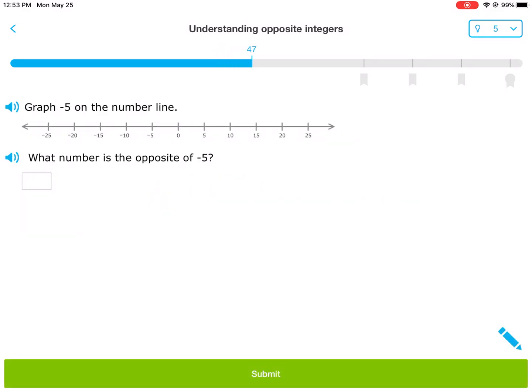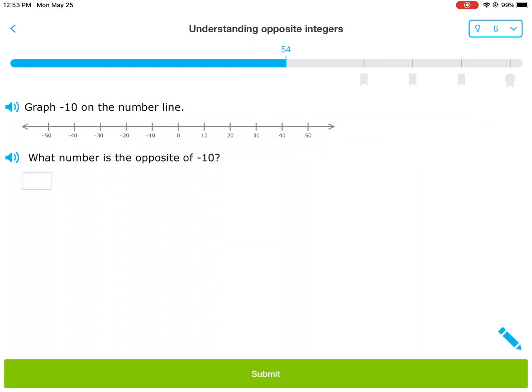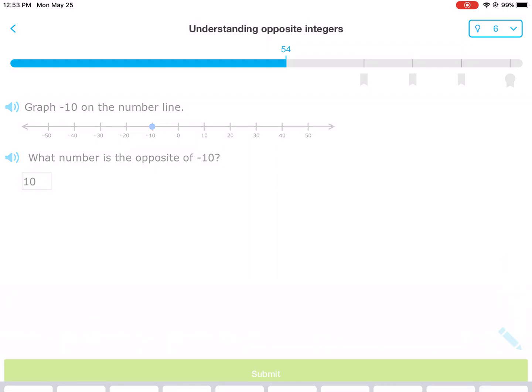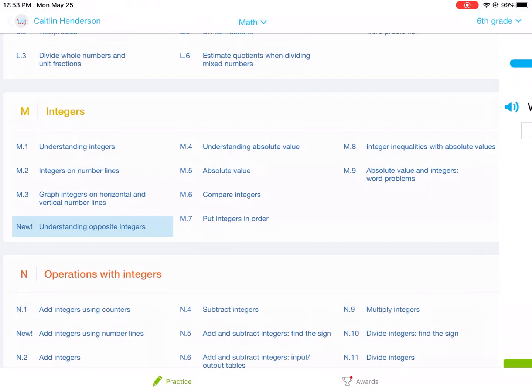Graph negative 5. What number is opposite of that? It's going to be a positive 5. All right, and then graph negative 10. Opposite of a negative 10 is going to be a positive 10. Right there again, I'm at a 60. I think that maybe took me 2 minutes.